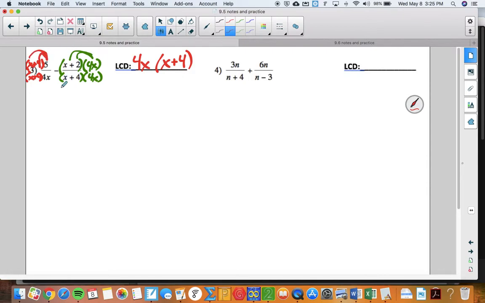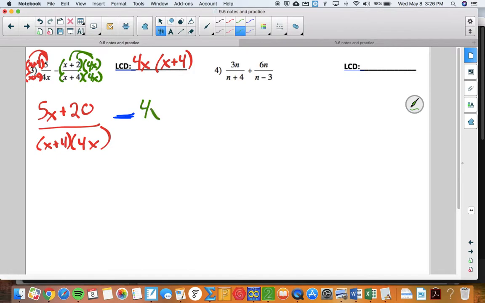So on top, I have 5x plus 20 for the first fraction, divided by x plus 4 times 4x. Then I have a subtraction sign. And now let's simplify the right side. I have 4x times x, which is 4x squared, and I have 4x times 2, which is a positive 8x. That's all over the same denominator, x plus 4 times 4x.